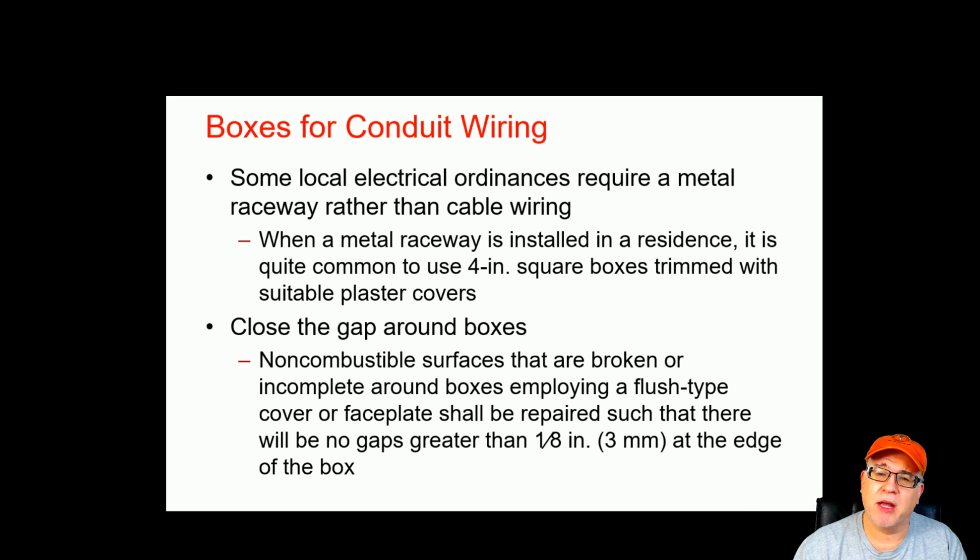So when a metal raceway is installed in a residence, it is quite common to use 4-inch square boxes trimmed with a suitable plaster covering or a plaster ring because, again, you need the knockouts. The nail-up boxes are typically for cable assemblies, and they won't have the trade size 1/2 or trade size 3/4 knockouts in them. So typically you end up using 4-inch square boxes to do this.